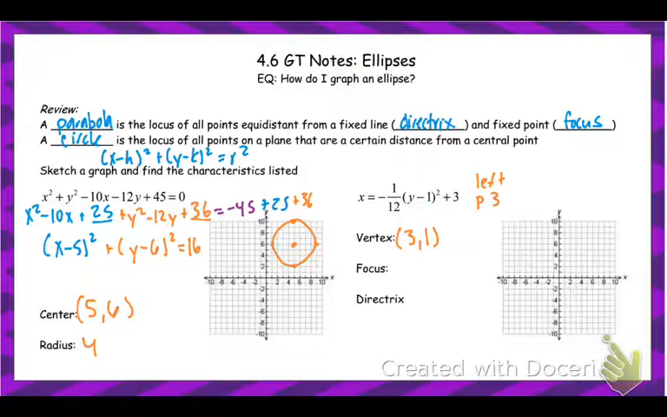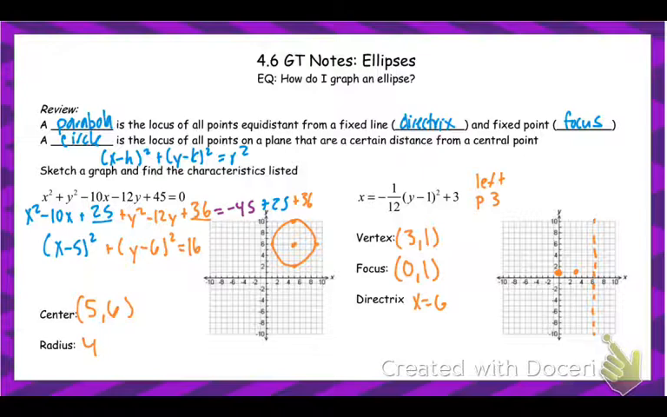To find the focus, let's go ahead and plot this. There's my vertex. If it opens left, the focus will be left. The distance I'm going to move is 3 because that's my p-value. The directrix is that line. It's going to be on the outside of the parabola. So x equals 6 is my directrix.